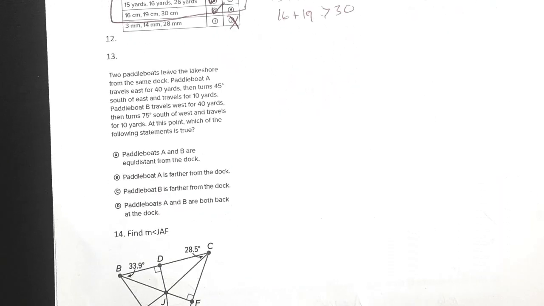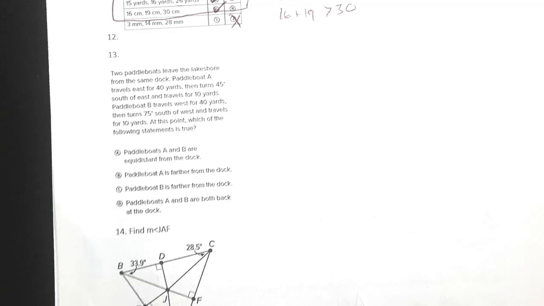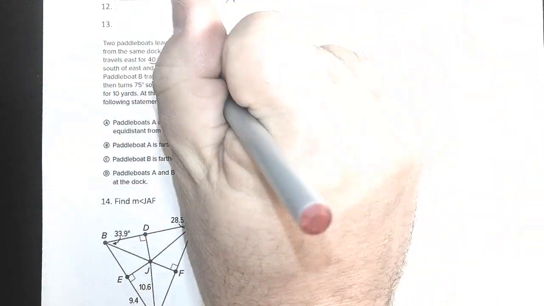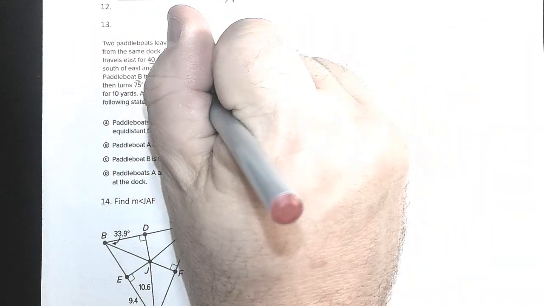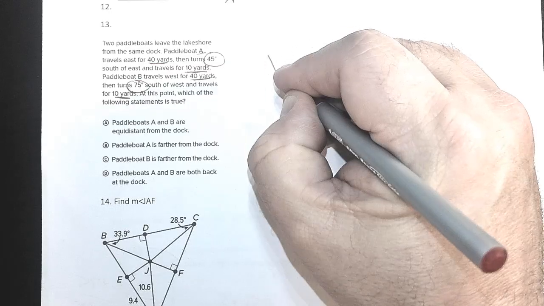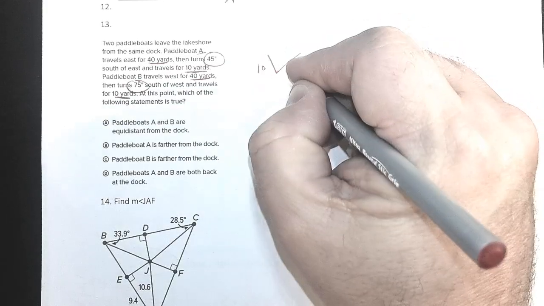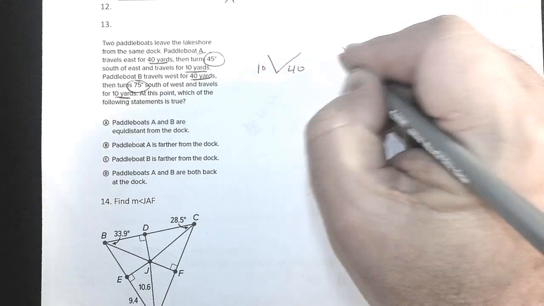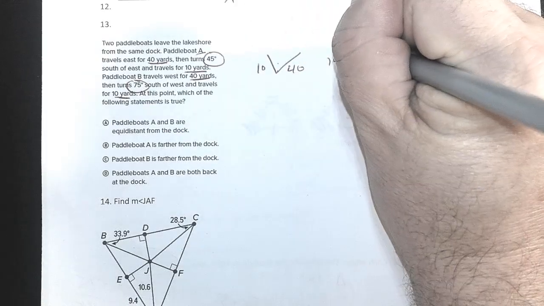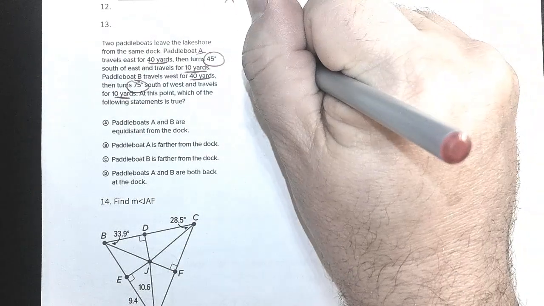All right. We've only got a couple more questions. I'm going to try to hurry through here. Number 13. So two paddle boats leave the lake shore from the same dock. Paddle boat A is going to go 40 yards, take a 45-degree angle, and then travel another 10 yards. Paddle boat B is going to travel 40 yards, just like this one. It's going to go 75 degrees, and then another 10. So what you have is a triangle that is 10 on one side, 40 on the other, 10 on one side. So two congruent sides, it's the angle. So one is 45 degrees, and one is 75 degrees.